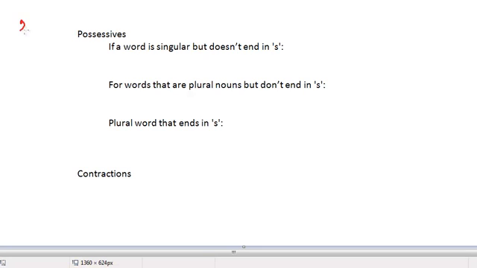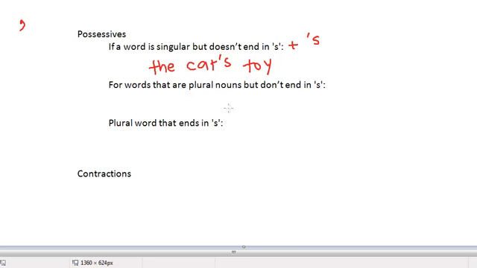If a word is singular, but it doesn't end in S, then all you need to do is add apostrophe S. So, for example, you can have the cat's toy. We just added apostrophe S here to show that the toy belongs to the cat.